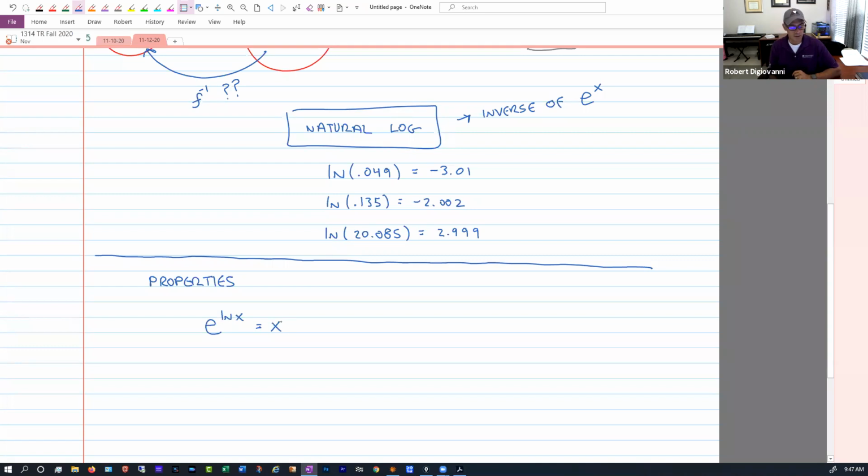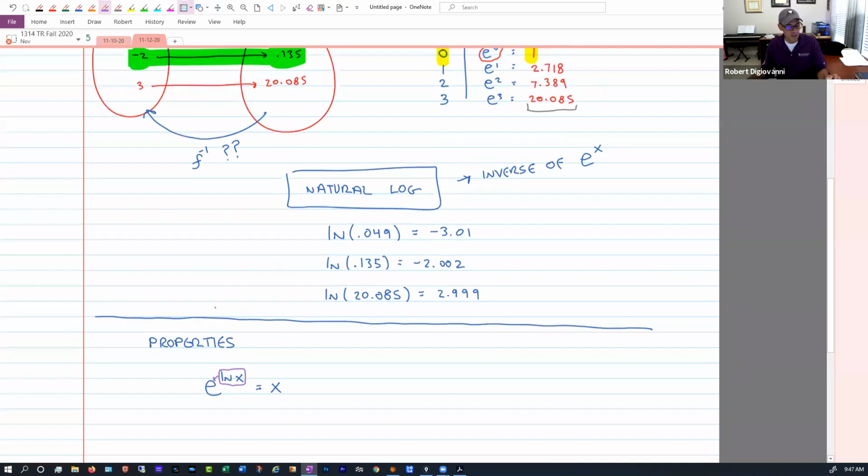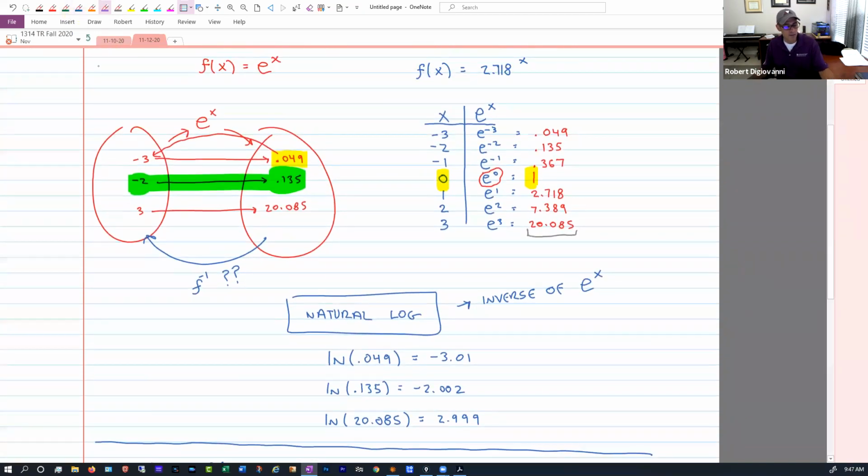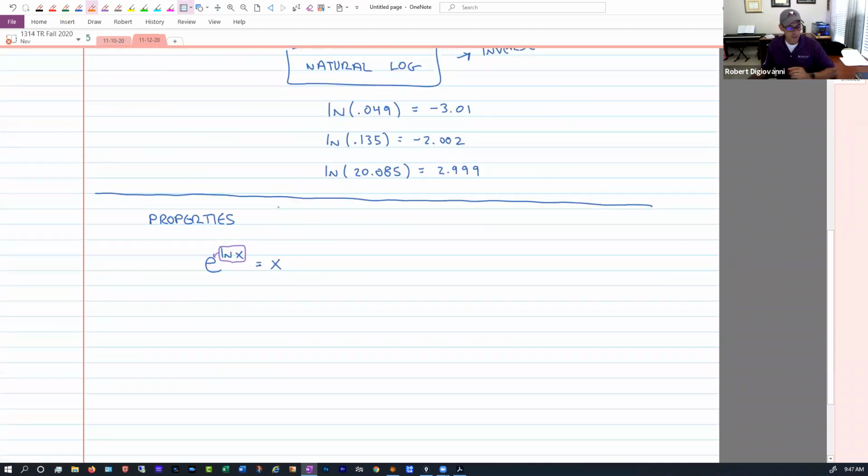And what's happening here is that first you take the natural log of a number, and then after that you take e and raise it to that power. So if you look at this picture, you're starting with an x here, you do natural log of it first, it takes it here, and then you take e of it and it takes it back to where it came from. So the idea is that you're putting the two functions together. You're putting the natural log and the e together, and they wipe each other out because they're inverses.